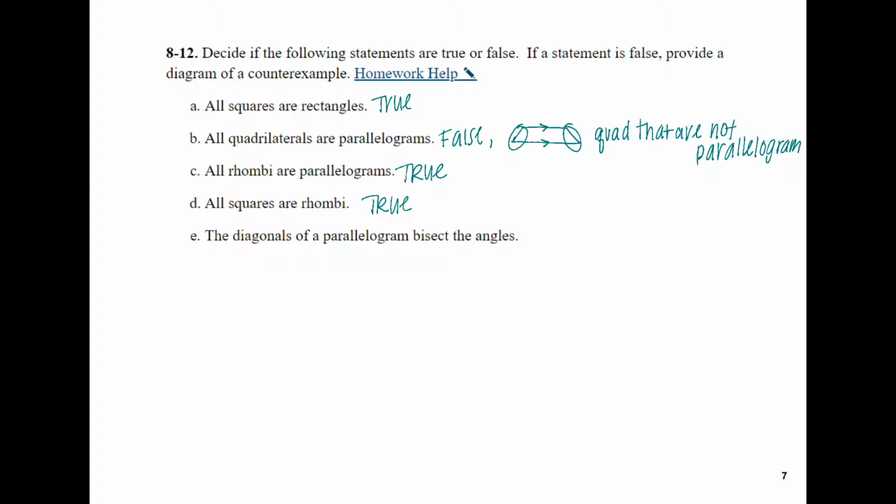And letter E says the diagonals of a parallelogram bisect the angles. So if we look at a parallelogram, we cannot say that it bisects the angles, so this would be false, because if we think of a rhombus, a parallelogram is not a rhombus. So for any parallelogram that is not a rhombus, the diagonals would not bisect the angles.